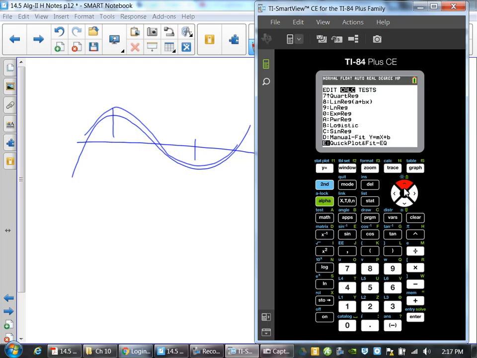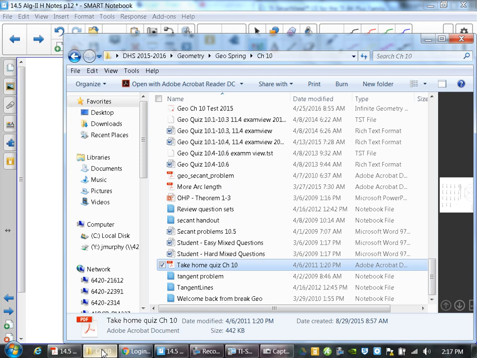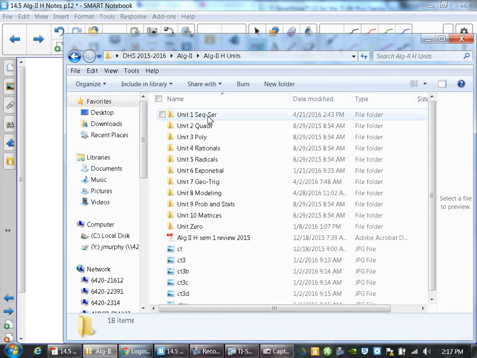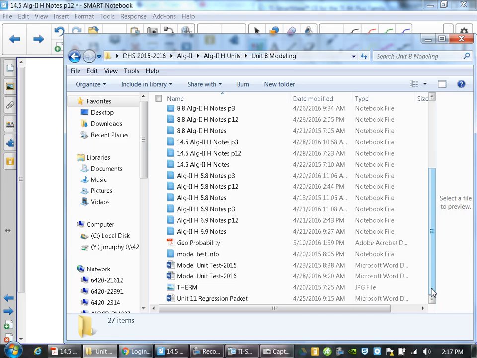Yes, we'll go back and figure that out in a second, but I want to talk a little bit about some of the stuff on that packet. One of the things that we really haven't had a chance to talk about yet is when you're looking at graphs, how are you going to be able to tell what type of model it probably is looking at?